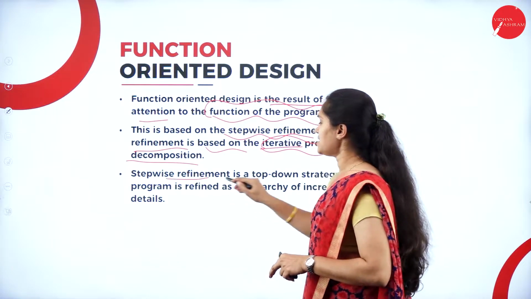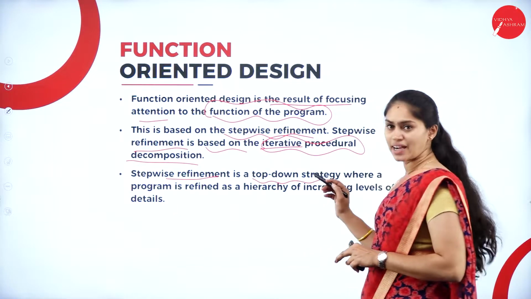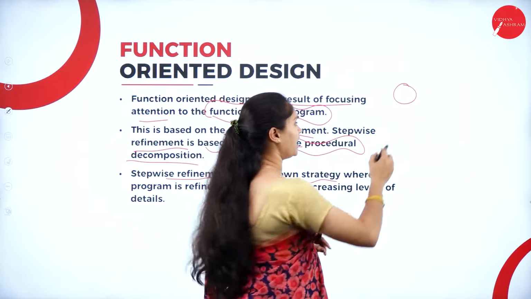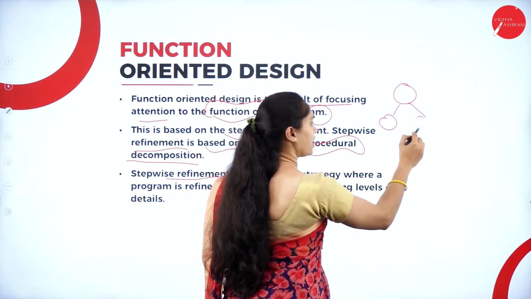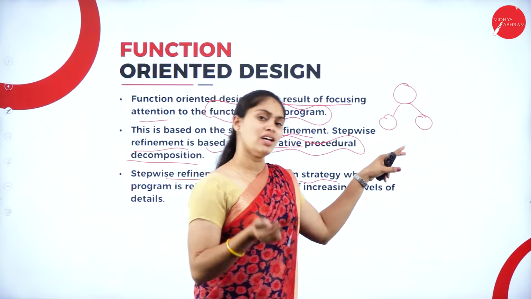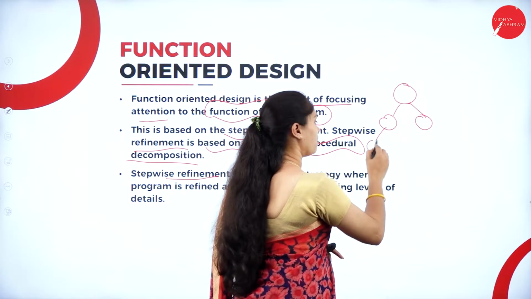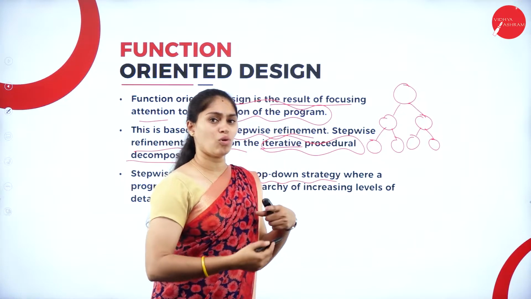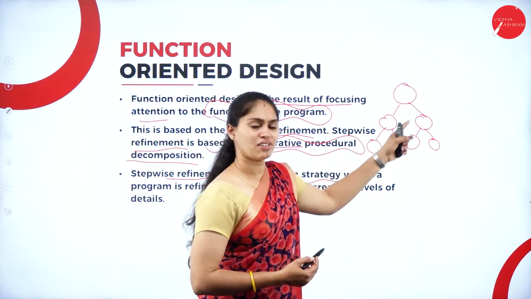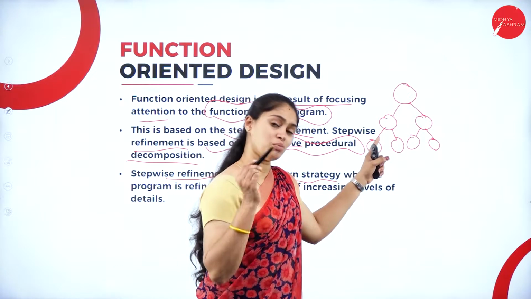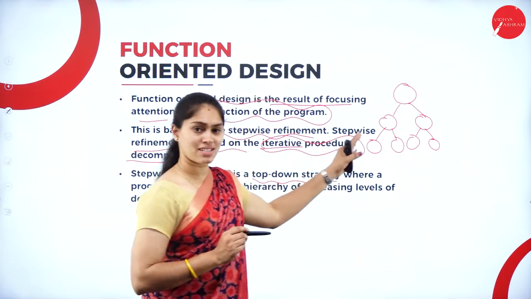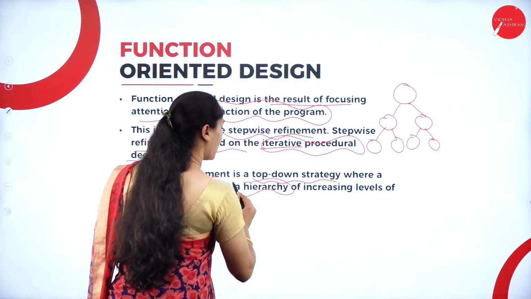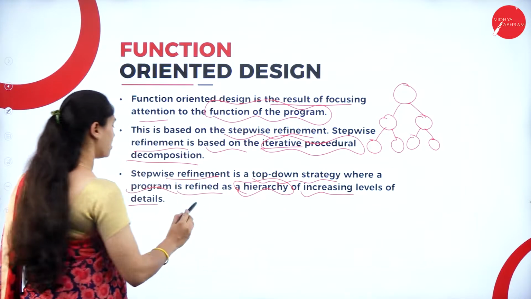And this stepwise refinement is a top-down strategy. Already we know, right? We have one module. This is the identification of a main component. That main component is divided into a number of sub-components. When we reach the next and next level, refinement is taking more. That means when we are doing this refinement, we are adding more detail to the system design. That is what you can understand, where a program is refined as a hierarchy of increasing levels of detail.